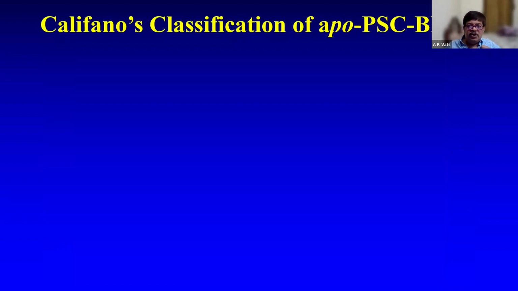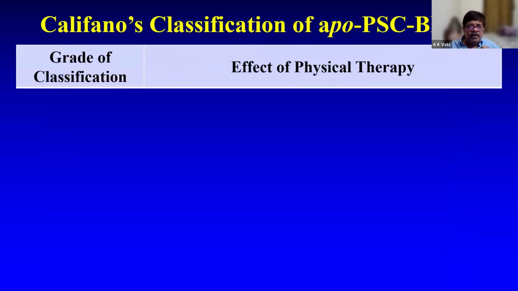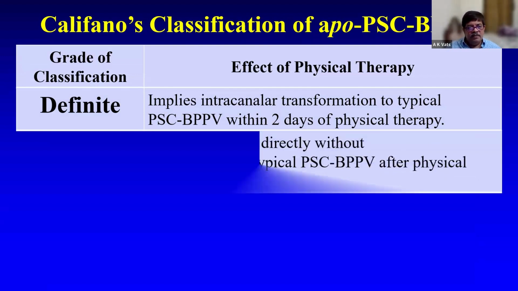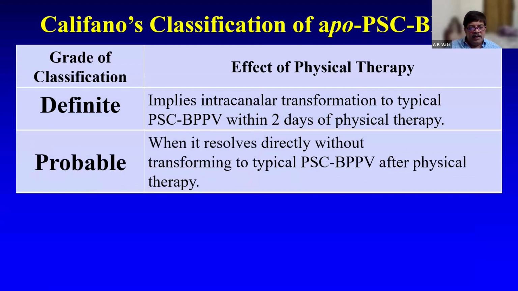So Califano's classification of the apogeotropic posterior semicircular canal BPPV is a grading based on the response to treatment. The definite grade implies intracanalicular transformation to typical posterior semicircular canal BPPV within 2 days of physical therapy. That happened in our penultimate case, the case I showed before, the biphasic nystagmus case. That was the definite grade because it converted to the typical variant. The probable variant is when it resolves directly without transforming to posterior semicircular canal BPPV after physical therapy. That was the first case which I had shown.